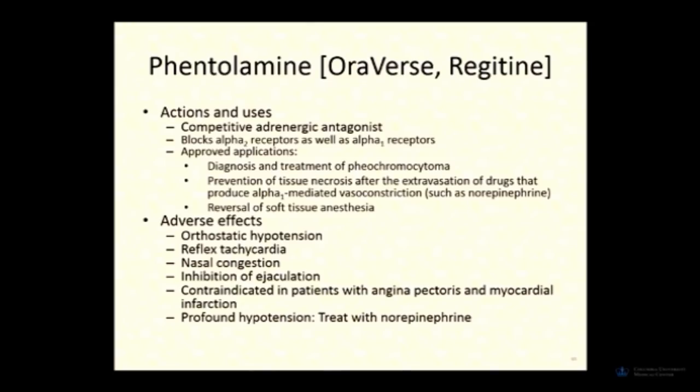Okay. So, and then also used to reduce tissue necrosis after extravasation of drugs like epinephrine or norepinephrine, right? The alpha-1 agonists, and reversal of soft tissue anesthesia. So when we're giving local anesthesia and we're giving norepinephrine or epinephrine with it to keep it in the site, if we want to reverse that anesthesia and reduce the numbing, we can give phentolamine, and it will cause dilation and the drug will diffuse. Okay? So if you end up with tissue anesthesia that is persisting for too long, or if it's too paralytic, you can give phentolamine, and it will tend to help reverse that anesthesia.